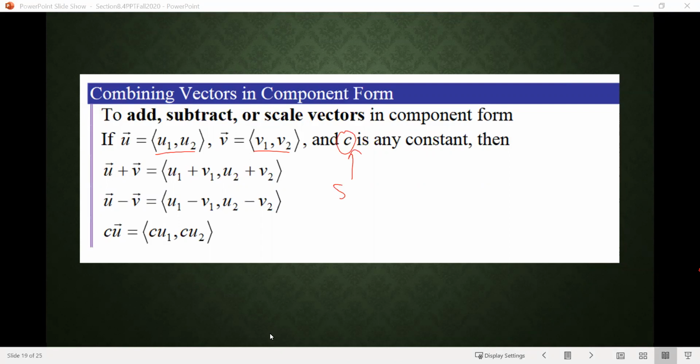Remember, this is a scalar. And how does that differ from a vector? Right, it only has magnitude, it does not have direction.